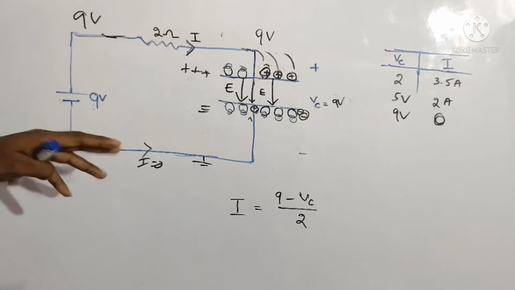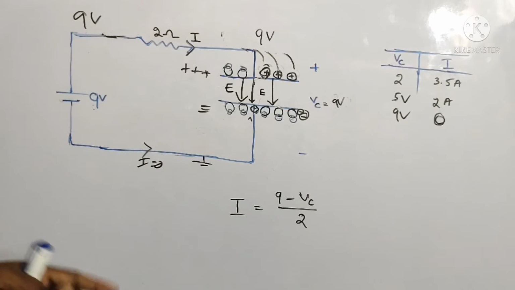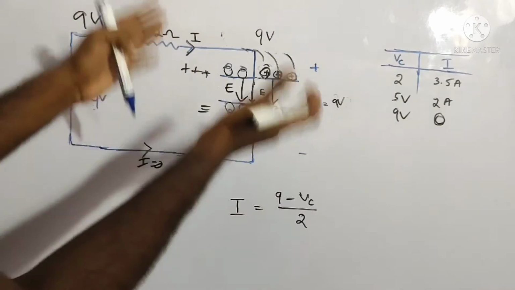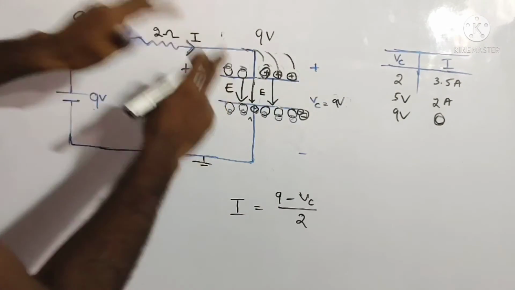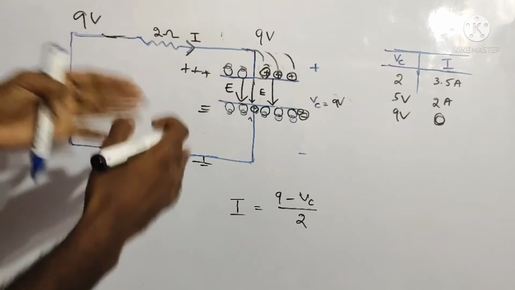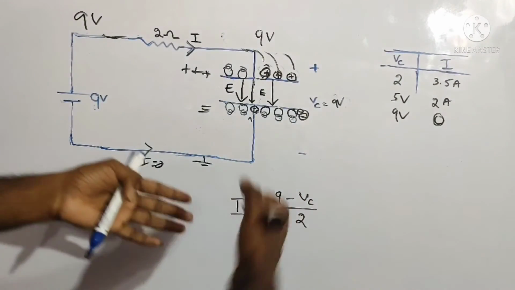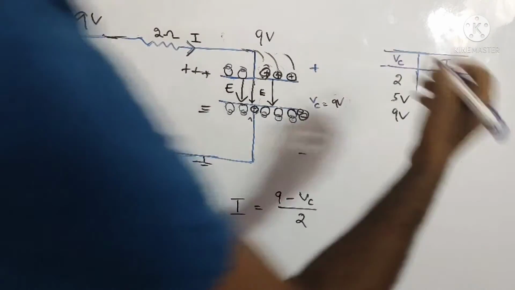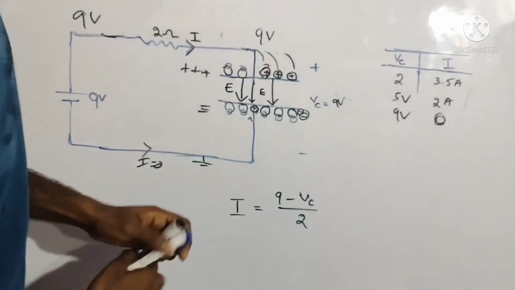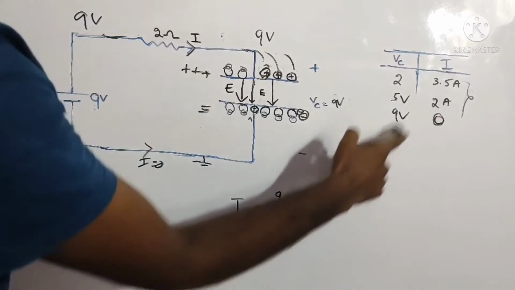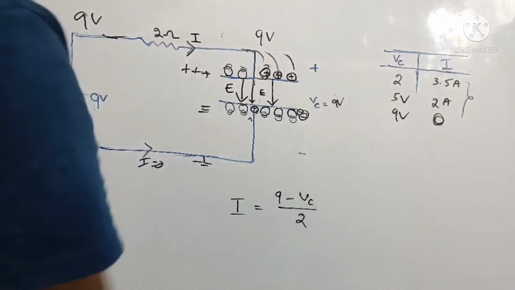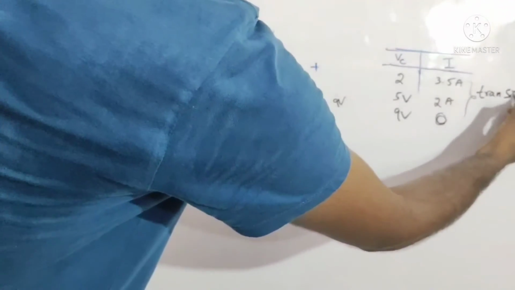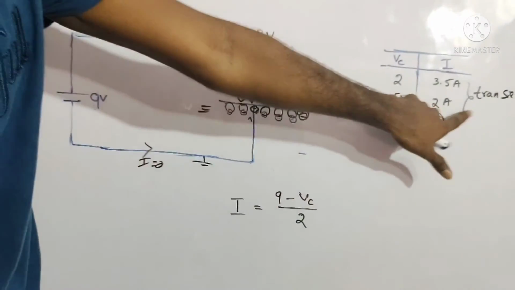So this is the case we are saying that the capacitor blocks DC. That is, when the capacitor is charged to the source voltage, then we are saying that the capacitor blocks DC. Otherwise, before that, look at these values, 3.5 and 2 amperes. This is nothing but the transient phase of the capacitor.